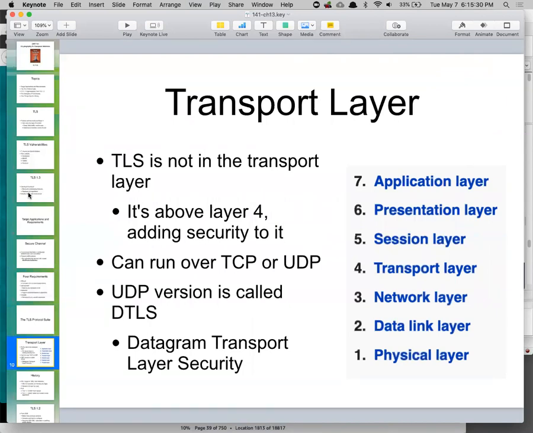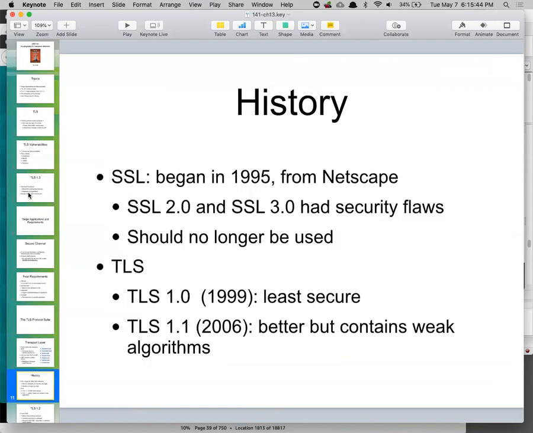That is an option. The only kind that is used for almost every normal application is the one that runs over TCP, which is called TLS itself. But I guess you could encrypt your UDP traffic from your security cameras or something, and that would probably be a good idea. So in '95, Netscape invented SSL.